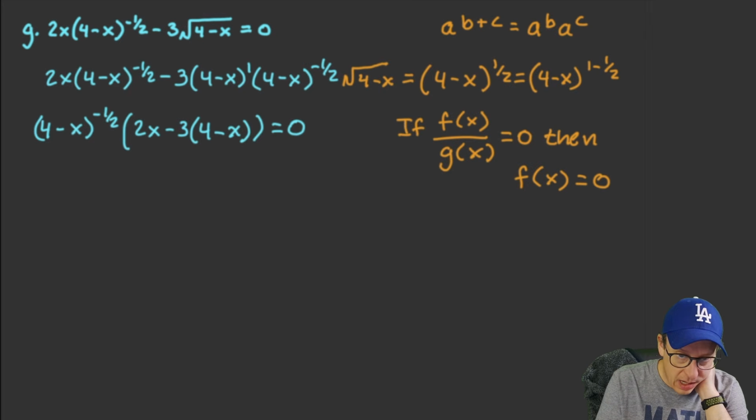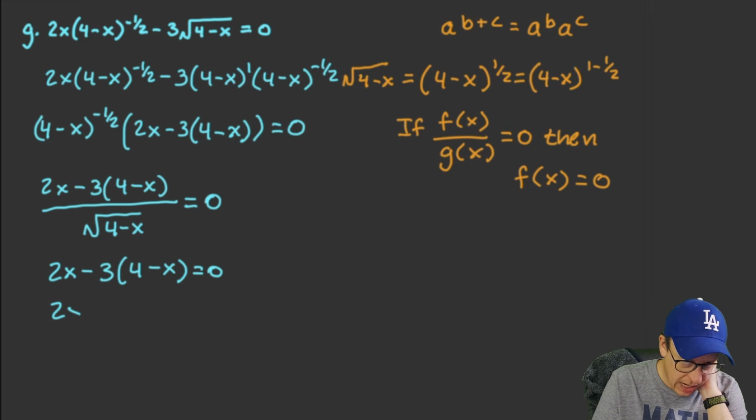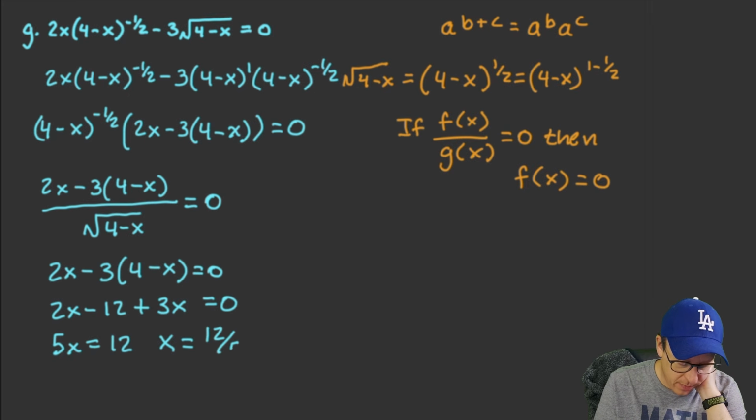And then this will be 2x minus 3 (4 minus x) over the square root of 4 minus x equal to 0. And then just continue simplifying. 2x minus 3 (4 minus x) is equal to 0. 2x minus 12, I'm just multiplying through is all I'm doing, plus 3x is equal to 0. 5x is equal to 12. And hence x is equal to 12 over 5.